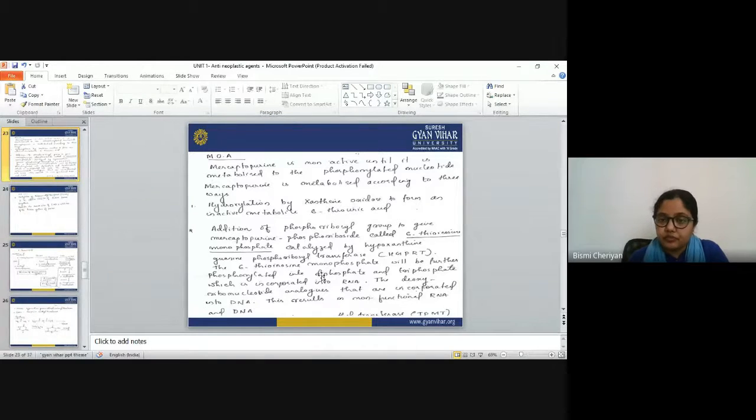Then the 6-thioinosine monophosphate will be further phosphorylated into the diphosphate and the triphosphate that is incorporated into the DNA and RNA. The deoxyribonucleotide analogs are incorporated into the DNA. This results in non-functional RNA and DNA. Same thing I have written here from that chart.